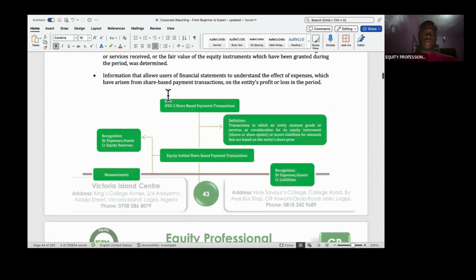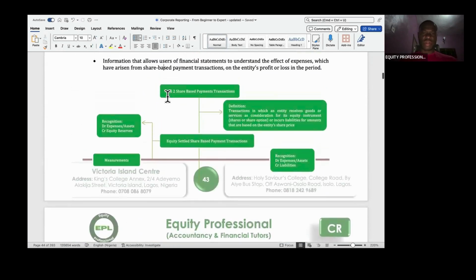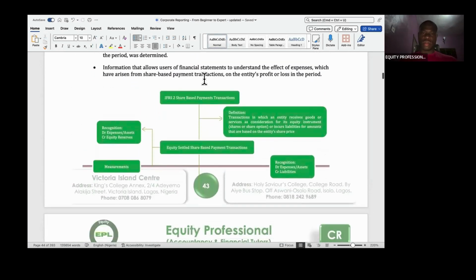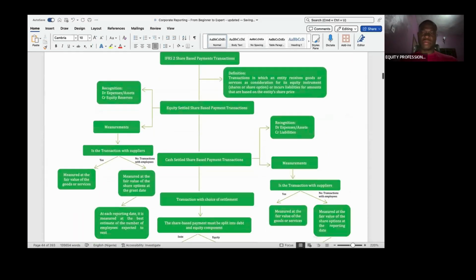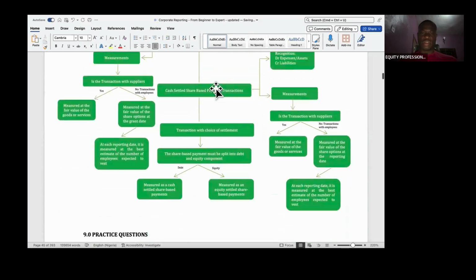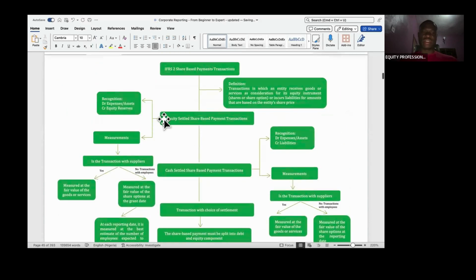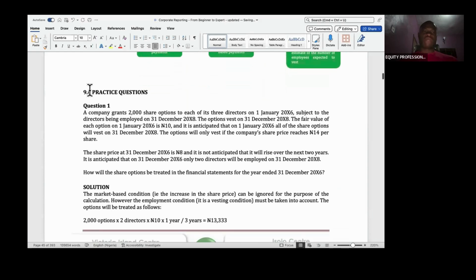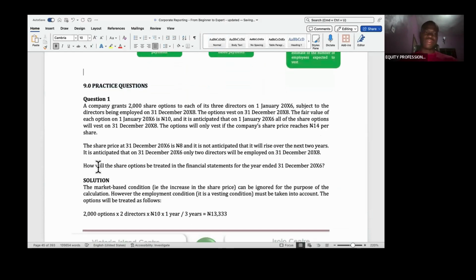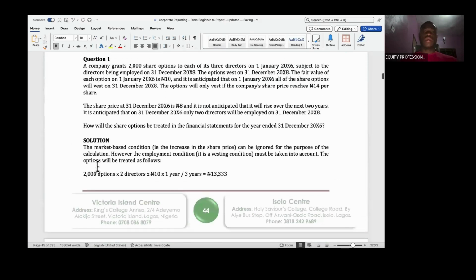Okay. In this our note, I did a summary. I did a diagrammatic representation of everything so that you can use this to revise the entire principles that we have. Now we have some practice questions here. And of course, I've put solutions there for you.